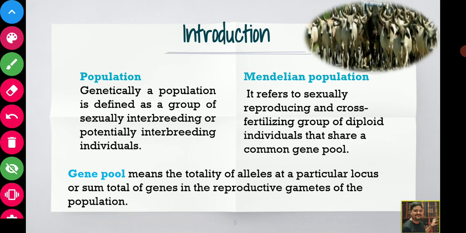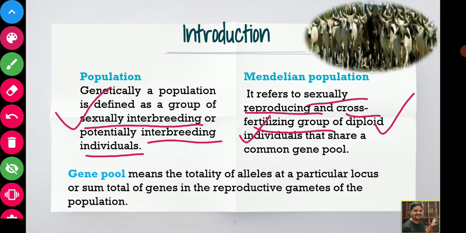In genetics, population, in statistics also I have defined population in a different way, but in genetic terms we can say genetically a population is defined as a group of sexually interbreeding or potentially interbreeding individuals. These are a group of individuals who are either sexually interbreeding or have the potential of sexual interbreeding. Such a group of individuals is known as population. The Mendelian population refers to the sexually reproducing and cross-fertilizing group of diploid individuals that share a common gene pool. This sharing of a common gene pool is very essential. Individuals in the Mendelian population share a common gene pool.